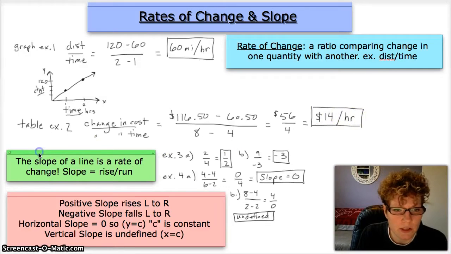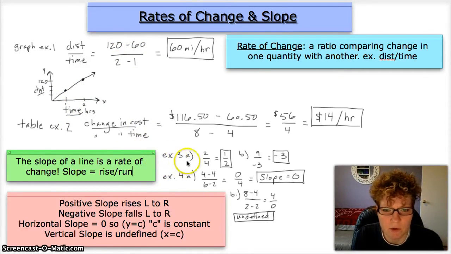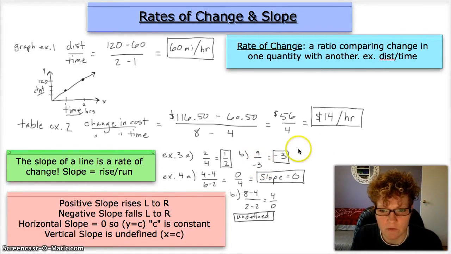So let's go ahead and talk about slope. Slope is basically a rate of change. It is rise over run. What we've been dealing with here is actually the slope of a line as a ratio. Example number 3a gives us a rise of 2 and a run of 4. That reduces to 1/2, so we would say the slope is 1/2. Example 3b, and you'll have to reference these in your book, is 9 over -3. So the rise is 9 and the run is -3.